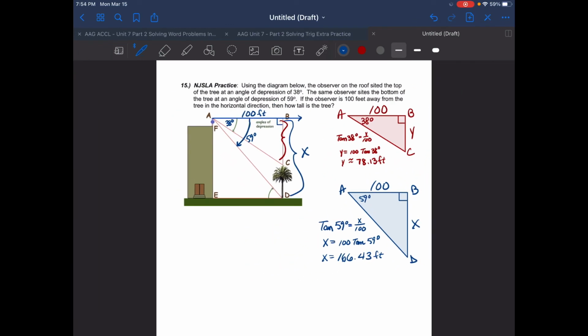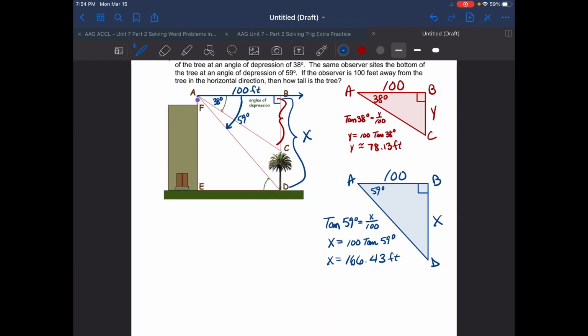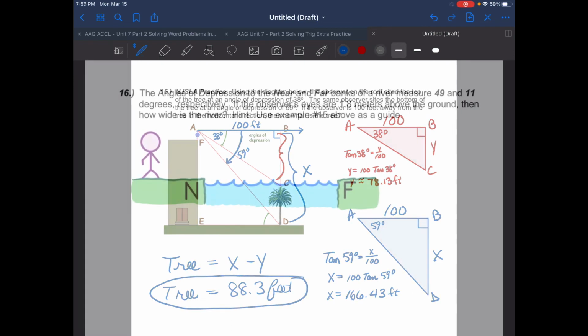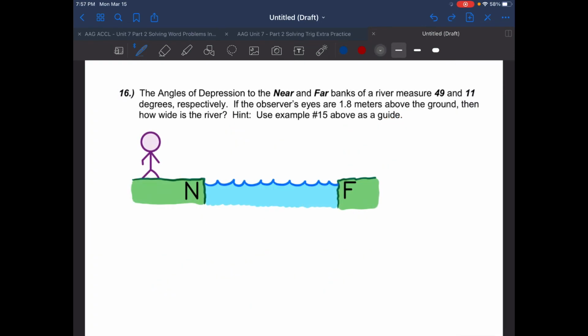Now we're about to finish up the question. Like we said before, we're going to find the height of the tree by taking x minus y. So let's substitute those values. What is the approximate height of the tree? I'm getting approximately 88.3 feet as the height of our tree. Nice job. Okay, everybody, last example.